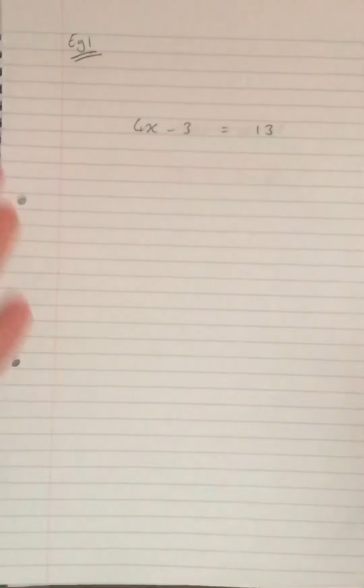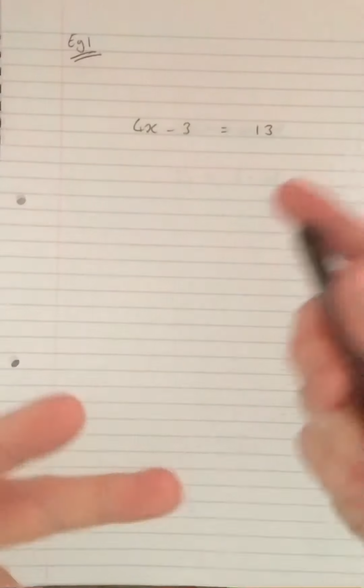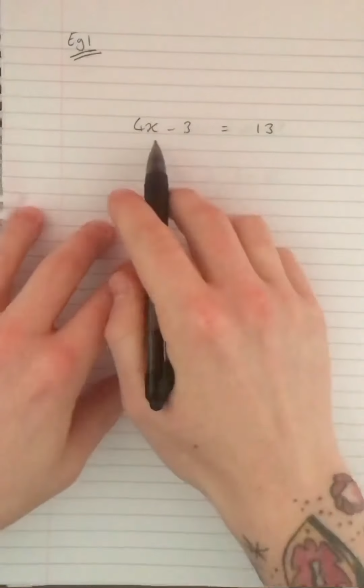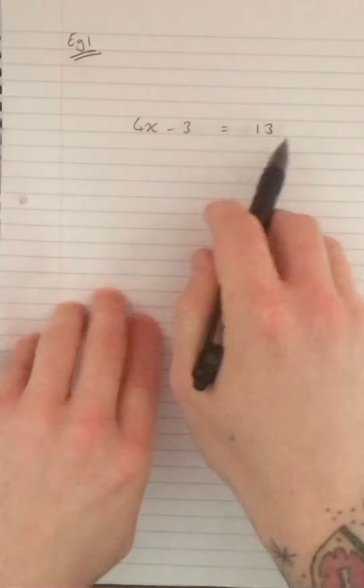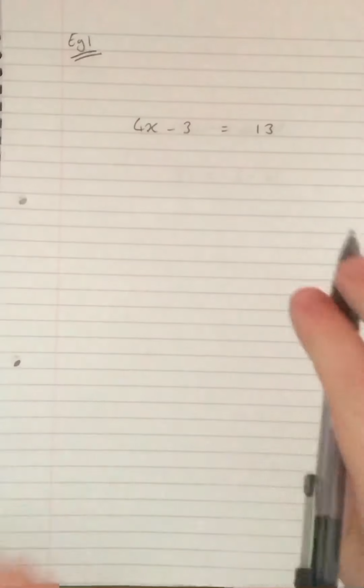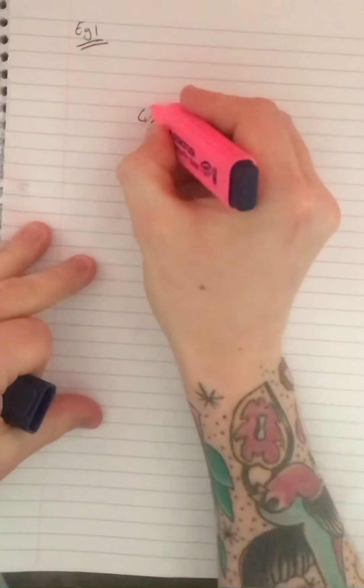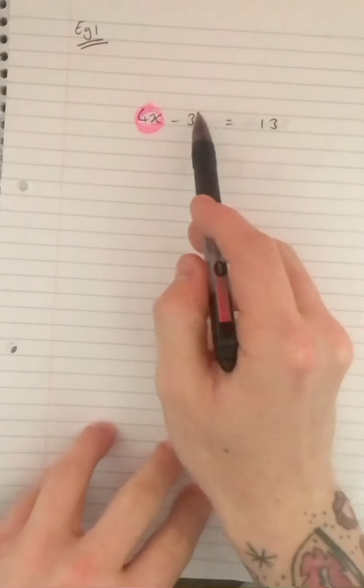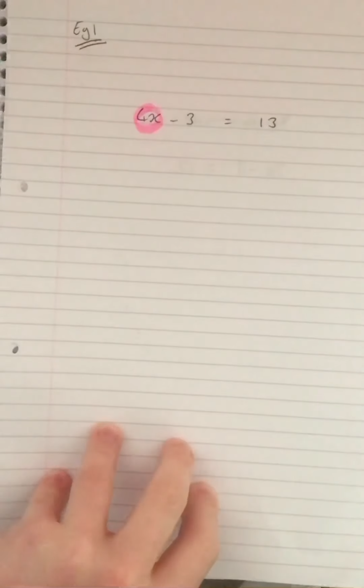Now some of you will know what to do with this, but for those of you that don't, that's absolutely fine at this point. We're going to look through this example together. So we've got 4x take 3, okay, is equal to 13. Now we're going to highlight our unknown, okay? So this is still the part that we want to isolate. Now, all of our unknowns are on the same side of the equation, so that's good. We just need to isolate it. And to isolate it, we're going to have to deal with this part of the equation.